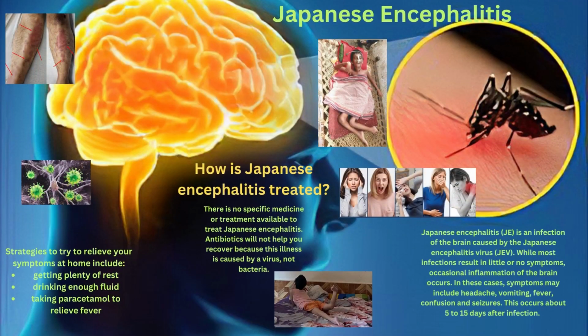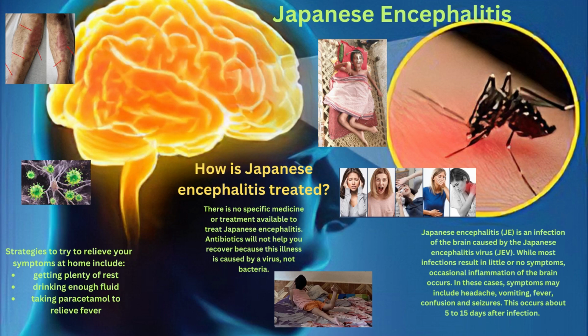Japanese encephalitis. Japanese encephalitis is an infection of the brain caused by the Japanese encephalitis virus. While most infections result in little or no symptoms, occasional inflammation of the brain occurs. In these cases, symptoms may include headache, vomiting, fever, confusion, and anxiety. This occurs about 5 to 15 days after infection.